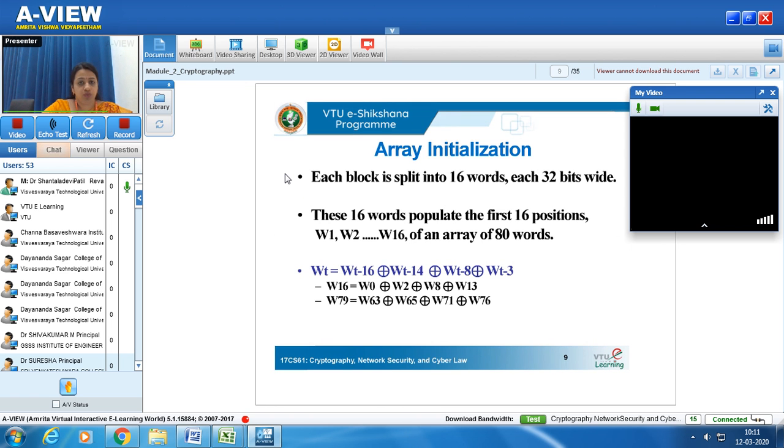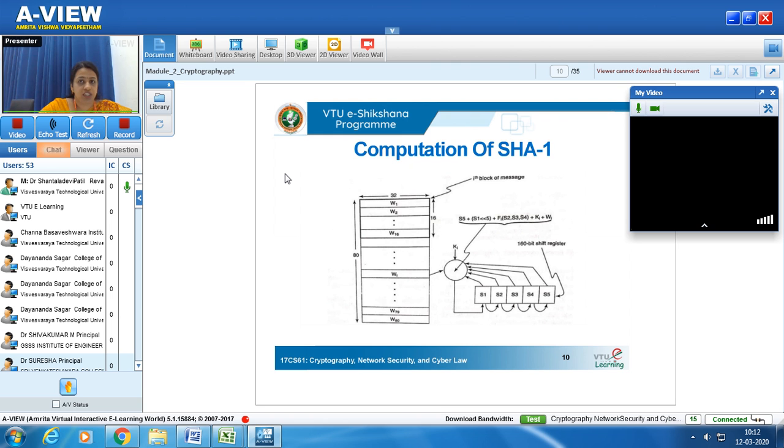Initially what we need is one word for every round, and in order to have one word for every round, we divide the 512-bit block into 16 words, and each word is 32 bits wide. Now these 16 words populate the first 16 positions. Now how do we look at this?